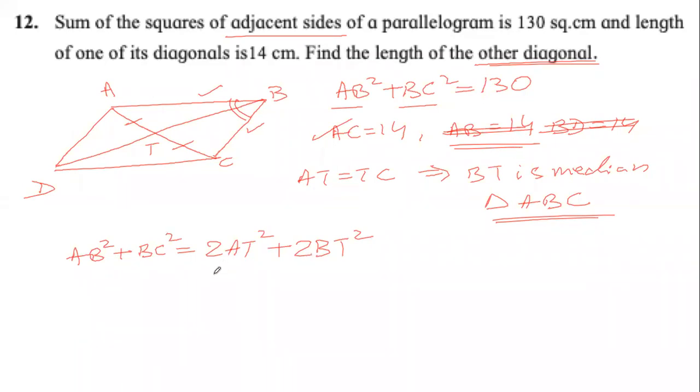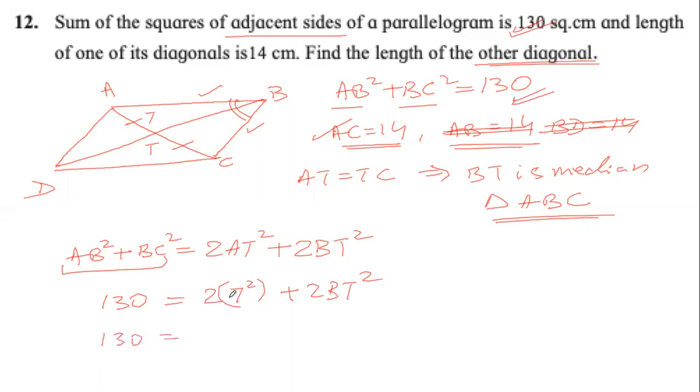Okay. Now all we have to do is substitute the values. Given AB square plus BC square is 130. You know, 130 is given. We are assuming that AC equals to 14. That means AT, which is half, will be 7. So this is 2 into 7 square. We don't know BT. We will find out. Now this has reduced to an equation in one variable. This all of you can solve. So we will say 130 equals to 7 square is 49, 49 into 2 is 98, plus 2BT square.